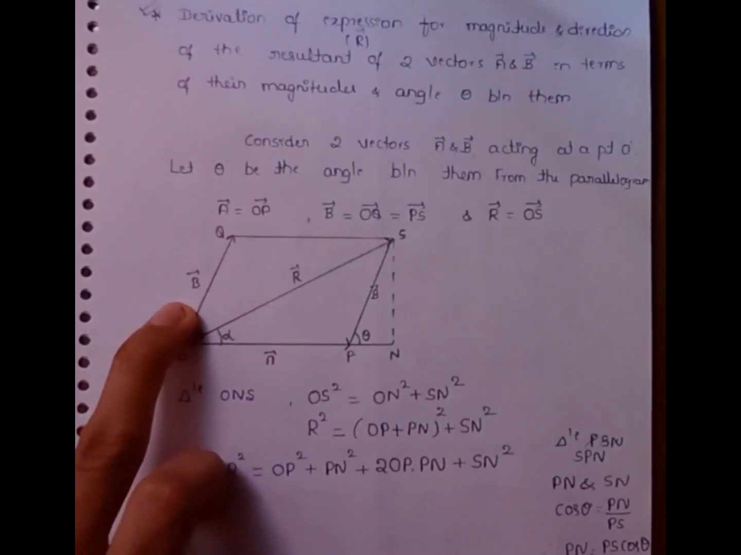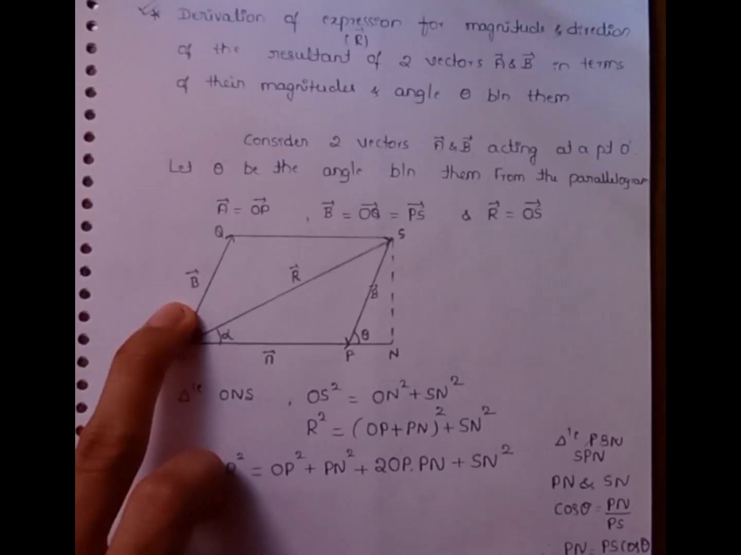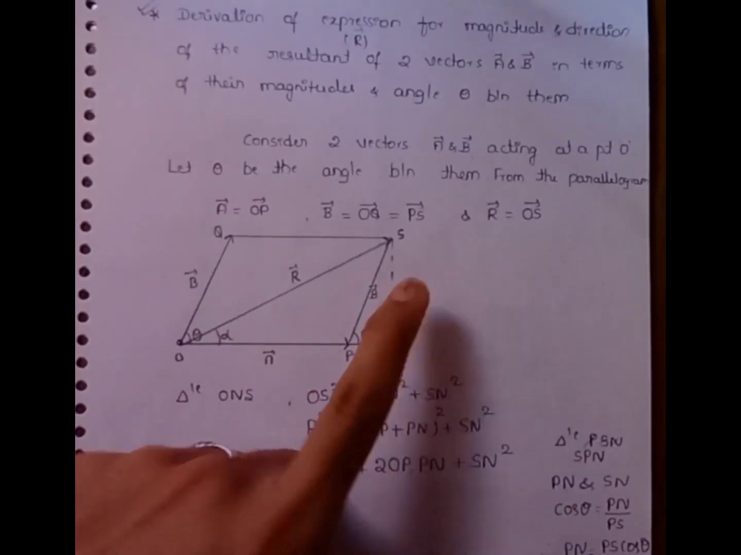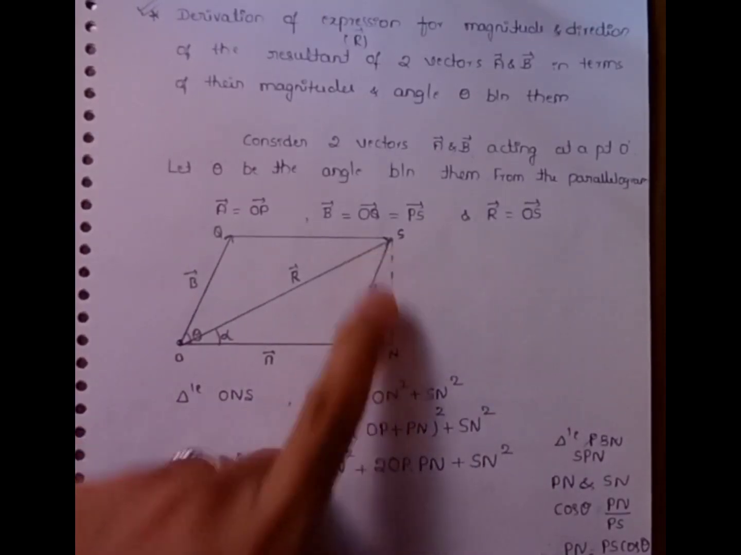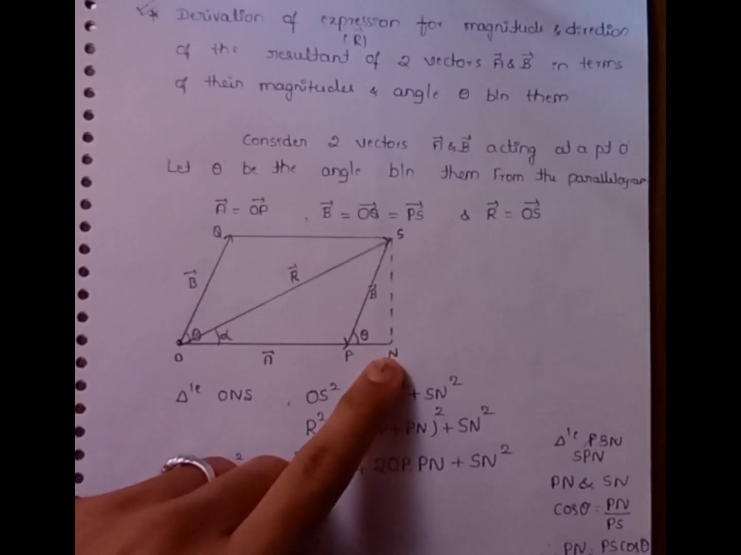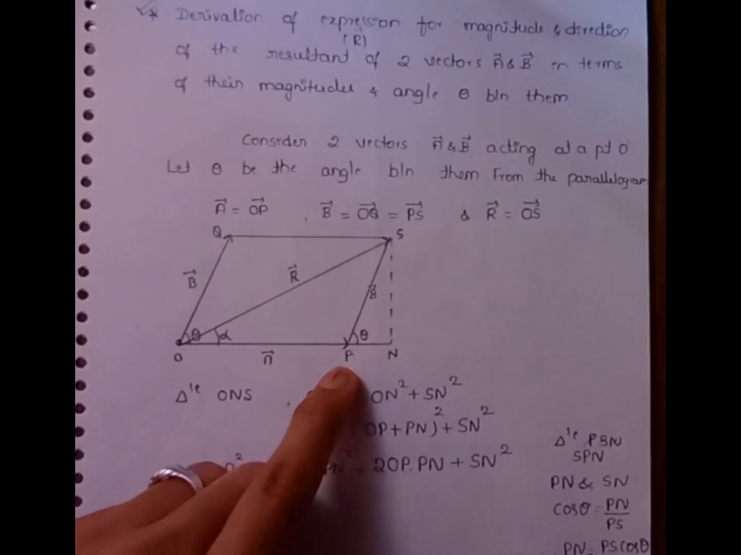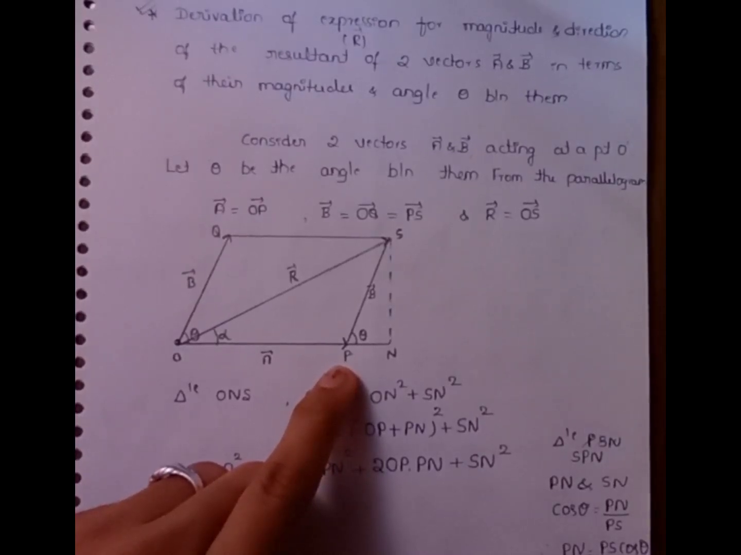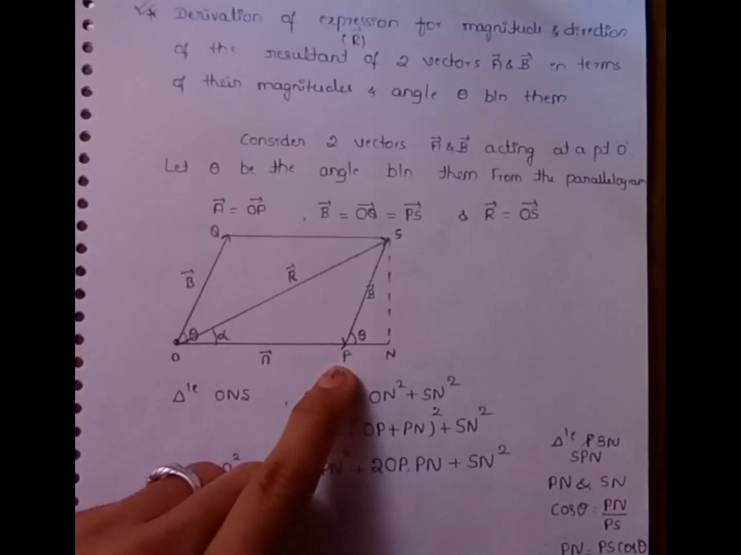So the value of PN is equal to B cos theta. In a similar way, sin theta is equal to opposite divided by hypotenuse. Which one is the opposite? SN is the opposite. SN divided by PS. So SN is equal to PS into sin theta. Value of SN is equal to vector B into sin theta.